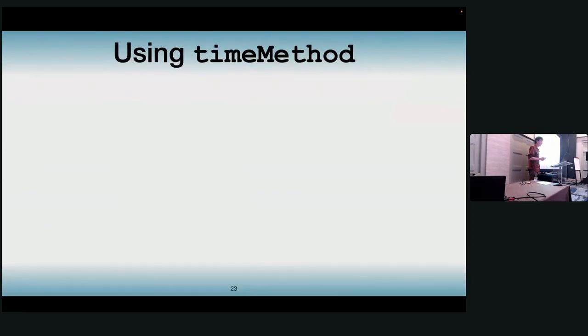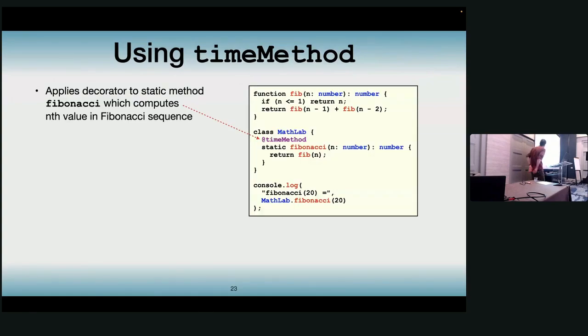So with that decorator in hand, I can use it like this. So I have this class called MathLab that has a static method called Fibonacci. And as you're all probably familiar, one way to compute Fibonacci numbers is that function you see at the top. Well, I'm not applying a decorator to that function. And why am I not doing that? Because I can't. Because in JavaScript, you cannot apply a decorator to a plain function. But I can apply it to a method.